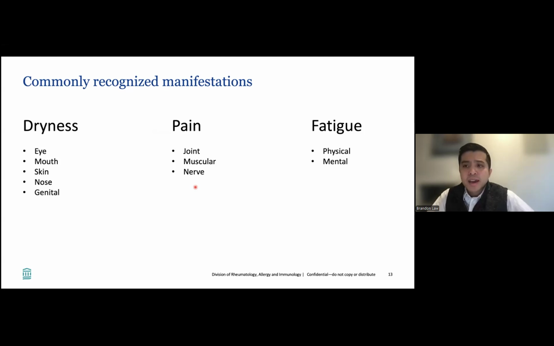So within that category, we can even break it down further. We can have dryness that involves different parts of the body: eye, mouth, skin, nose. Vaginal dryness is also very much under discussed in medical offices. Pain can be joint pain, but it also can be nerve pain or muscular pain, and fatigue can be a physical fatigue of moving upstairs or walking to do errands, as well as this mental fatigue, not being able to feel well rested, or even something closely linked to this, a type of brain fog phenomenon as well.